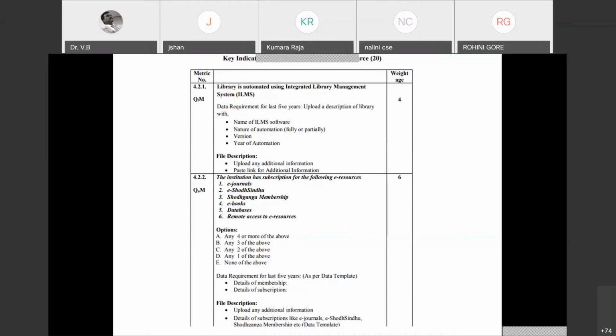So once you enter the data, it's a quantitative metric, then you have to upload the subscriptions that you have made for e-journals, the Shodh Ganga membership letter and the Shodh Sindhu membership letter.